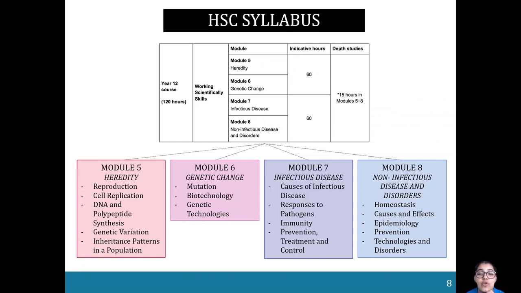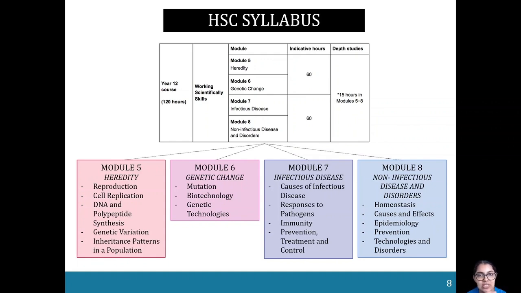As you know, there are 4 modules. The first one is heredity, followed by genetic change, then infectious diseases, and we finish off with non-infectious diseases. Now, you may not study them in the specific order, and that's totally okay. What we are going to do today is we are sort of going order-wise.